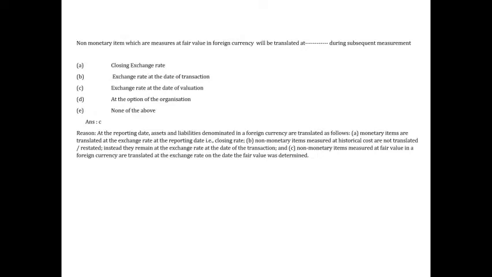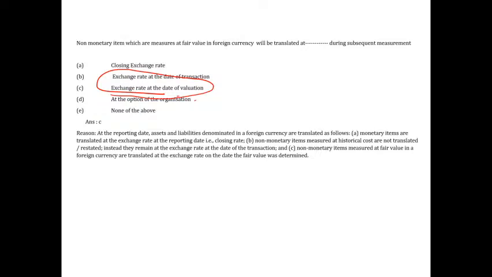Translation means converting to INR. Now here the question: what happened? The non-monetary item has been revalued at some point. Now what rate will you take? Again, it's a definition oriented question. AS 11 clearly says that when a non-monetary item undergoes revaluation, the translation in the subsequent, upcoming years should happen at the exchange rate of the revaluation date. So the answer is, it will be translated at the exchange rate at the date of valuation. Remember, usually it will be translated at the historical rate.